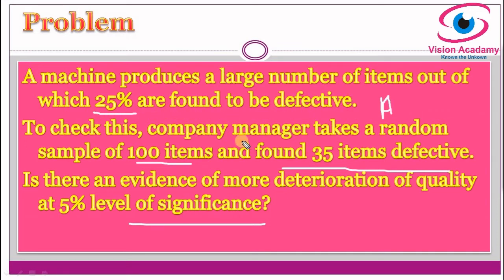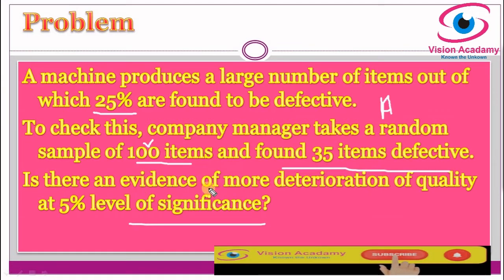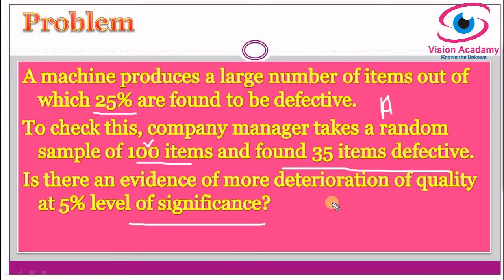The company manager wants to check whether really 25% are defective out of all the production by the machine. For that, he takes a sample of 100 and finds 35 items are defective. Now we want to check, is there any evidence of more deterioration of quality at 5% level of significance? Then let us attempt this very systematically.